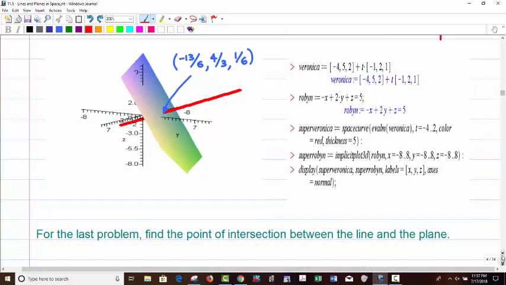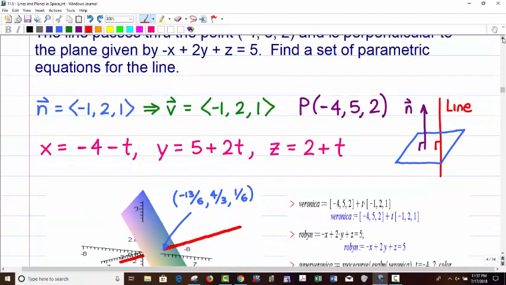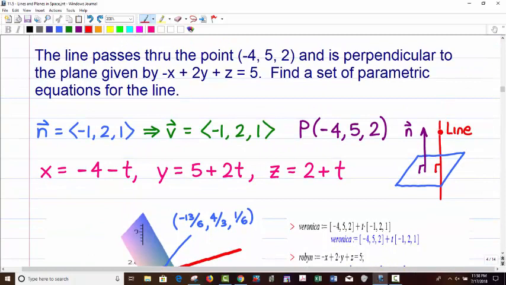Yeah, for the last problem, can we find the point of intersection between the line and that plane? In other words, how do I know, could I tell real quick, is that point that's given right here on that plane or is it not on that plane? Or is it just somewhere else? Obviously it didn't have to be on that plane. Well, the fact that they're asking us to find the point probably tells you it's not.